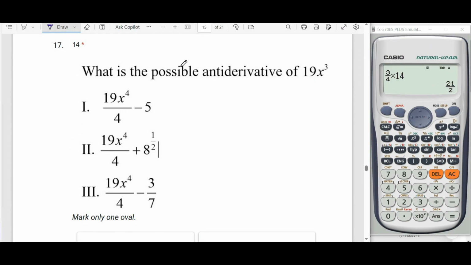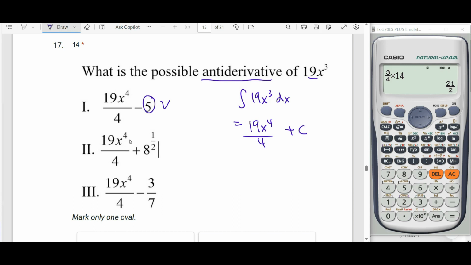Next, what is a possible antiderivative for this? So the antiderivative of this means the integral of 19x cubed with respect to x. So power plus 1 over new power plus c. So look at our function here. Yeah, plus c possible.